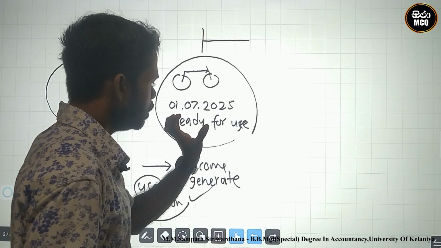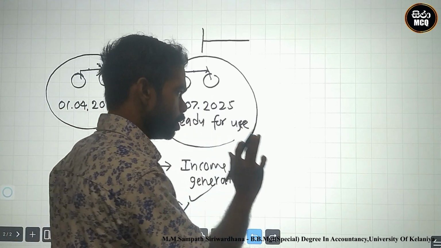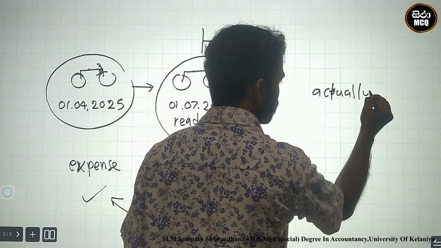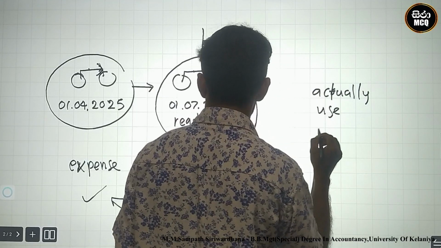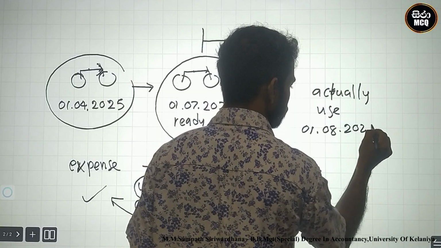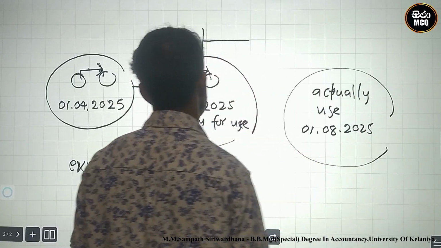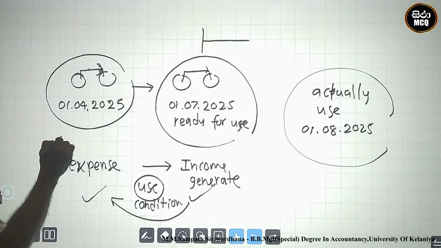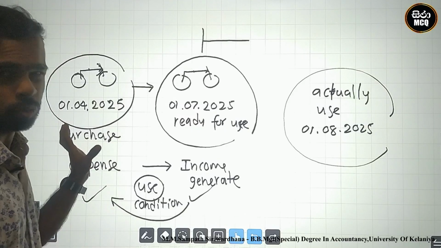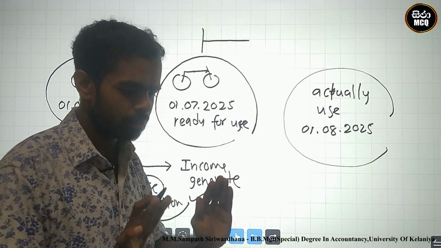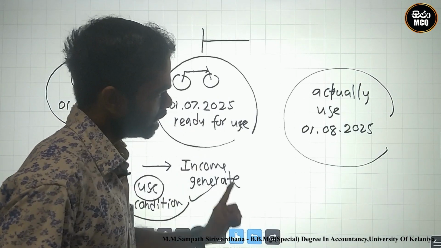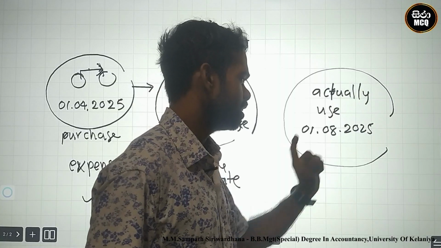Look here, this is ready for use, but you actually use this bike on 1st August 2025. What is the depreciation date? This is the purchasing date. This is the purchase date. We cannot buy. This is not ready for use, but this is full insurance quality. Okay, we can write it ready for use. The other date, actually I write it this date.